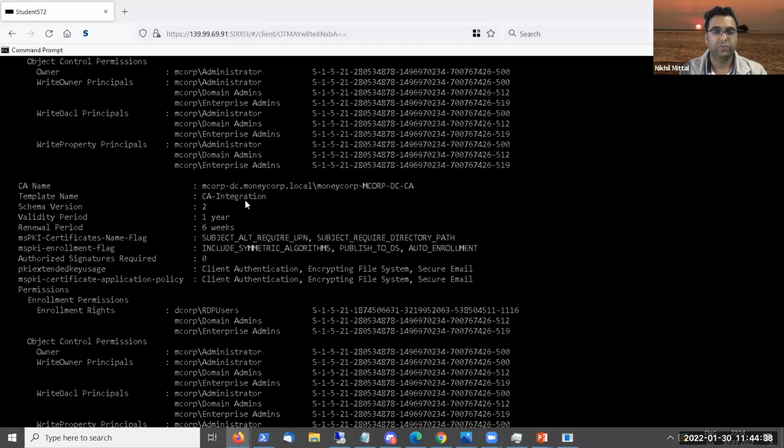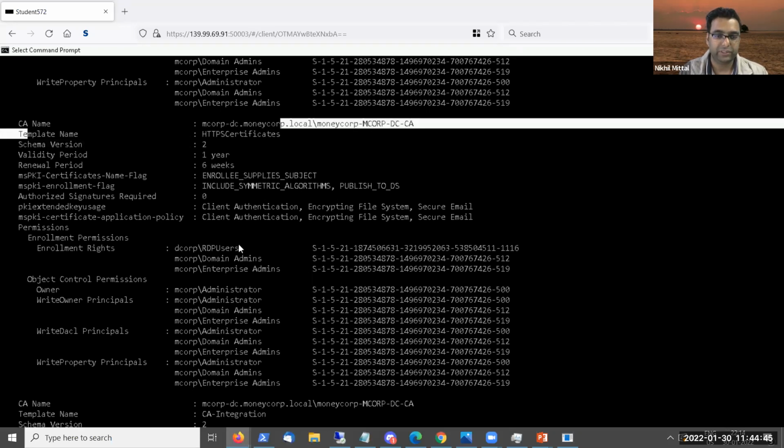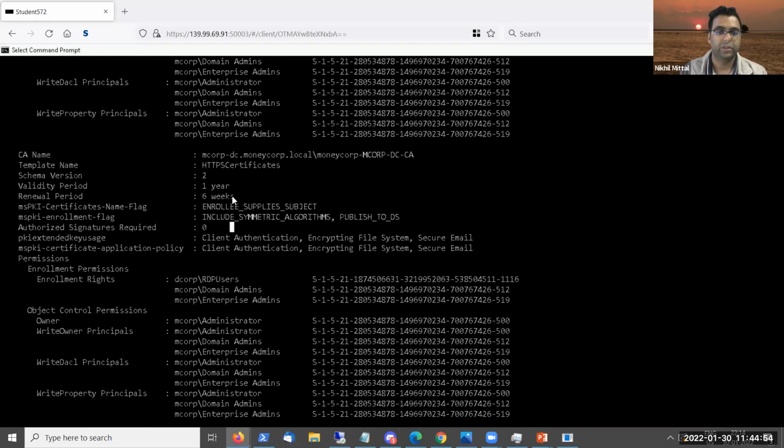So if we look for HTTPS certificates here, that's the template. RDP users can enroll, that is, all of the student users can, and this is the issue here. This means, once again, subject is the user for whom you can request the certificate, and this could be a domain admin or an enterprise admin. That's what ESC1 is.